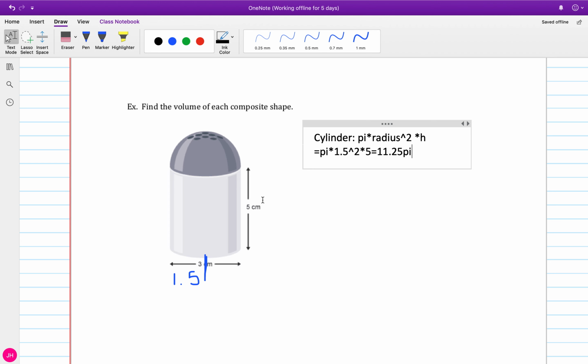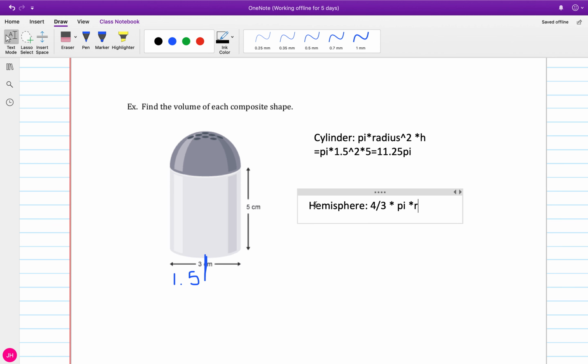Now I've got to do the hemisphere. So the formula for a hemisphere is a little bit more complicated. It is 4/3 pi r cubed. So 4/3 times pi times r cubed. Now my radius is 1.5, so I'm going to plug that in. So it's 4/3 times pi times 1.5 cubed. And then, since it's a hemisphere, I have to take that whole thing and divide it by 2 because it's a hemisphere. A sphere, you don't have to do that.